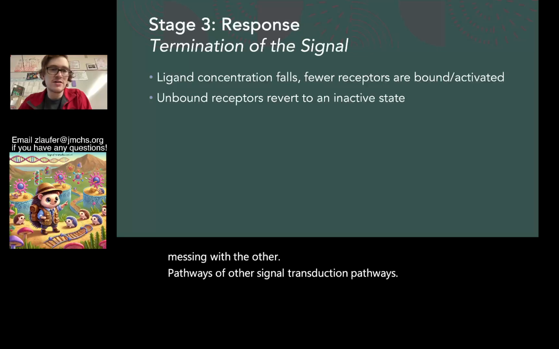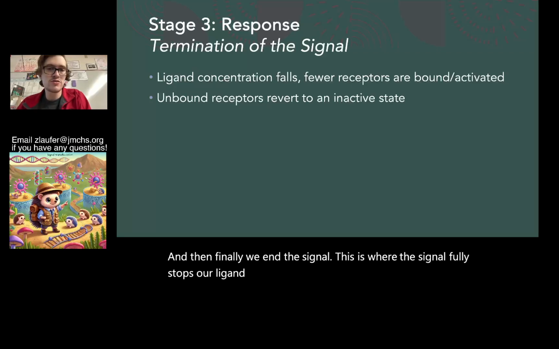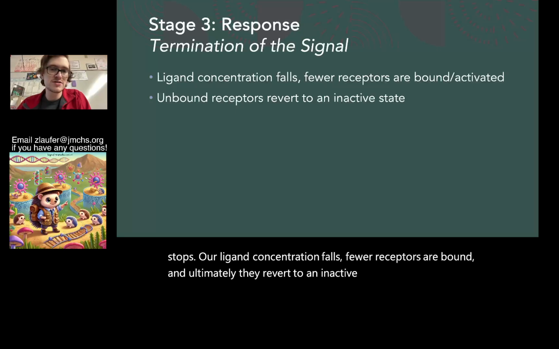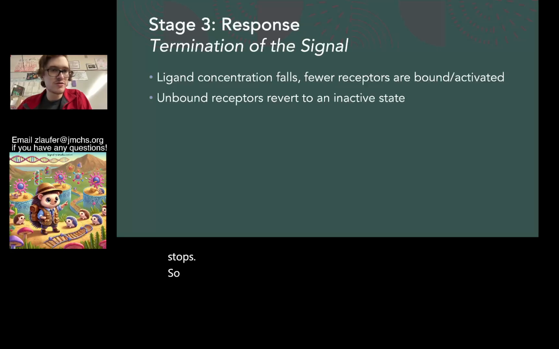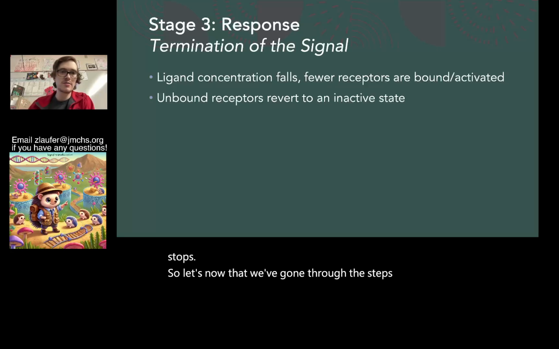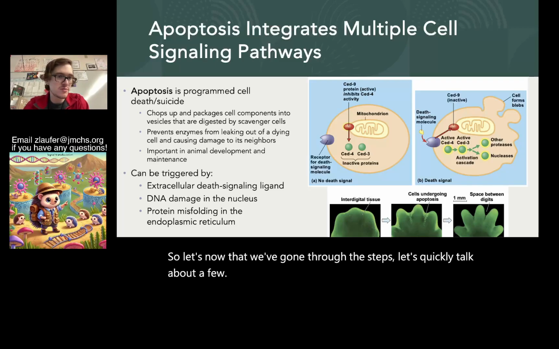And then finally, we end the signal. This is where the signal fully stops. Our ligand concentration falls, fewer receptors are bound, and ultimately they revert to an inactive state and the response stops. So now that we've gone through the steps, let's quickly talk about a few cell signal pathways that are important.